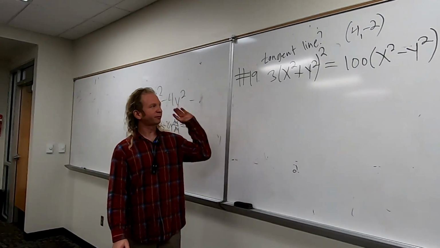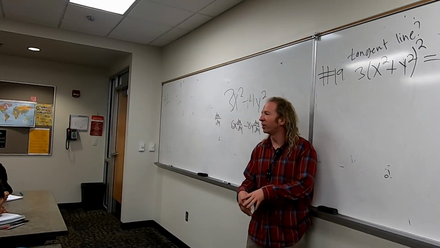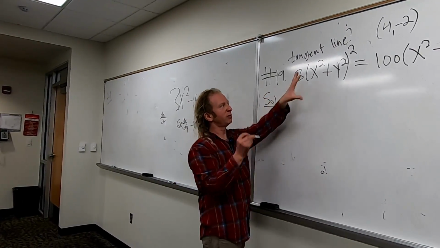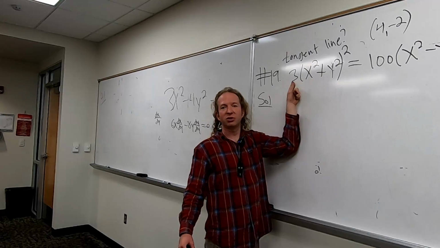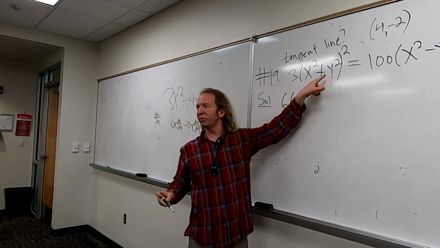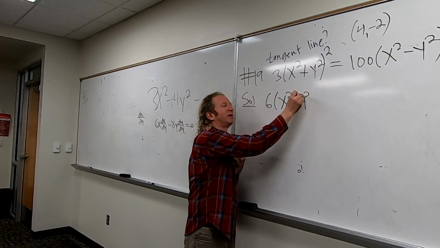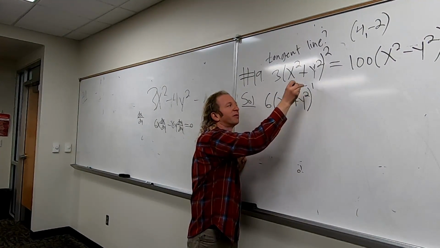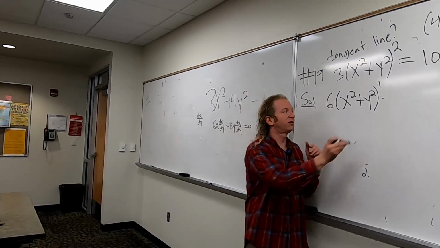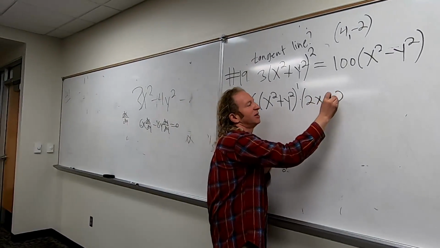So a good first step is to just take the derivative, right? So you take the derivative, then you plug in the numbers. So solution. We have to use the chain rule. So it'd be 2 times 3, so we get 6. So 6, parentheses, then x squared plus y squared. That's the inside piece, to the first power, times the derivative, 2x plus 2y dy dx.